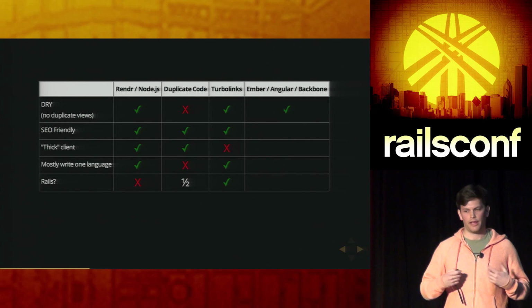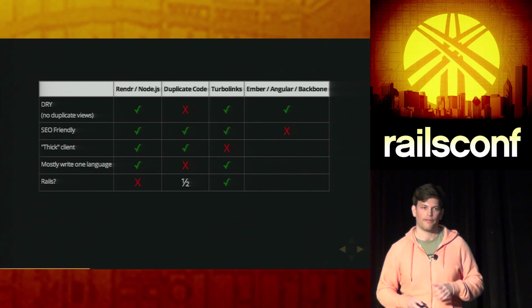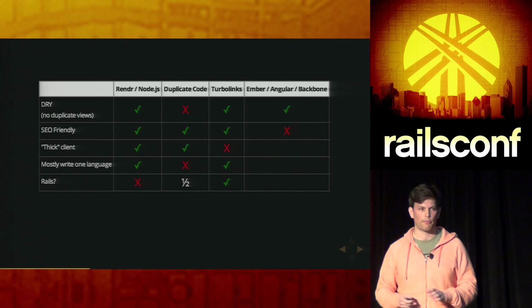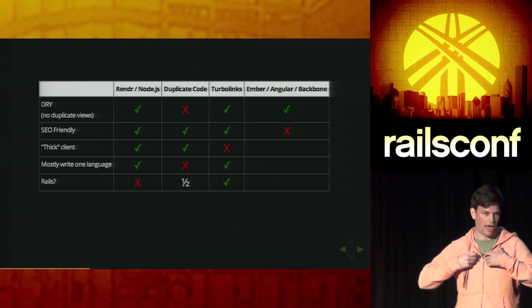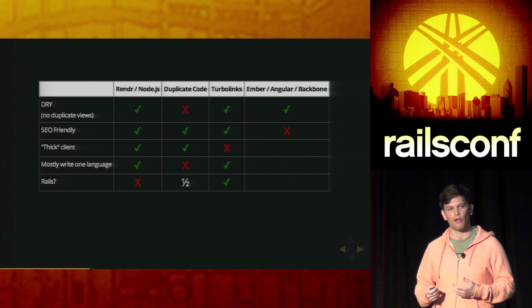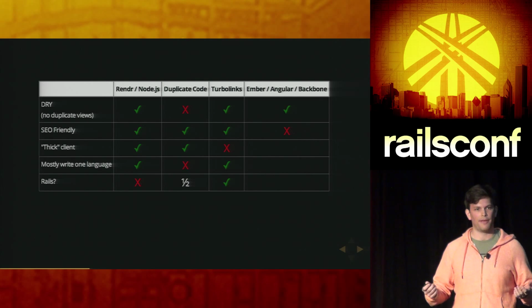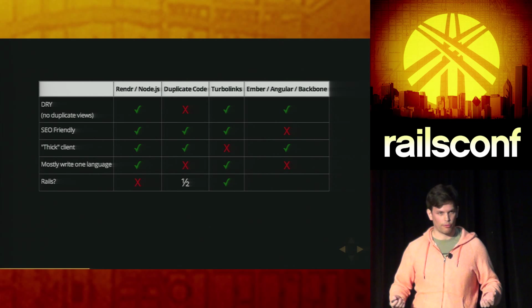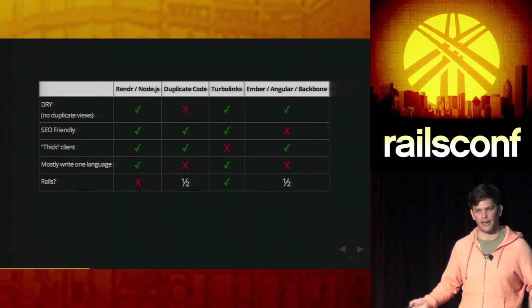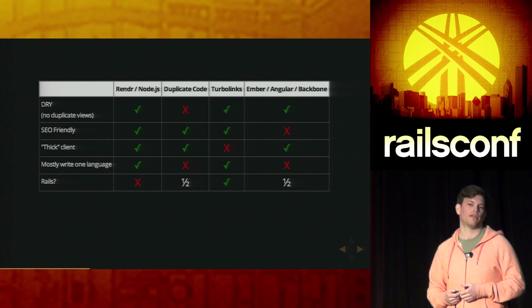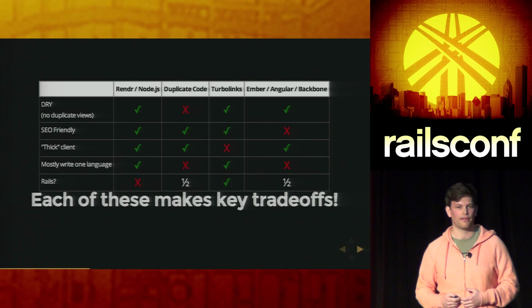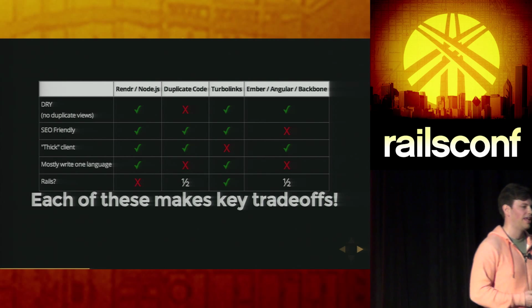It is DRY. It is not SEO friendly though. And now there's some tricks to making it SEO friendly, but for the most part, it's kind of hard to allow your app to serve HTML to a crawler. Now, if you're not building a content site, maybe it doesn't matter, but my claim is this is pretty important on most websites. It's a thick client. You don't get to write mostly one language. Half of it's JavaScript. So again, half point for Rails. So the point that I'm trying to make here is that each of these things makes a key trade-off that we can't live without.